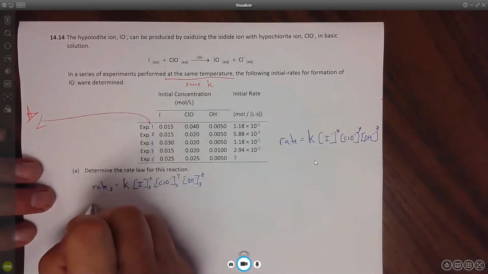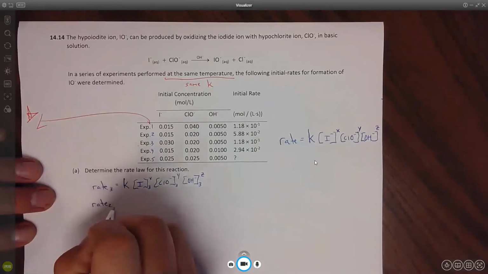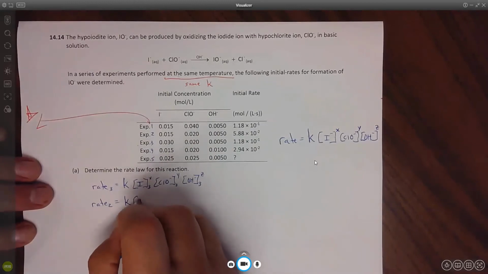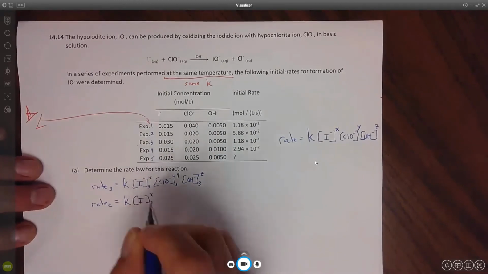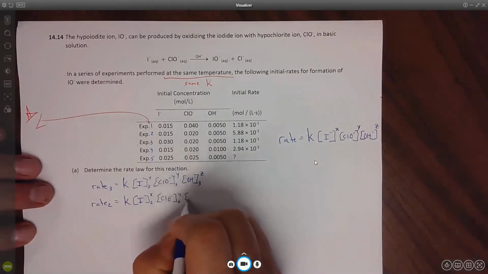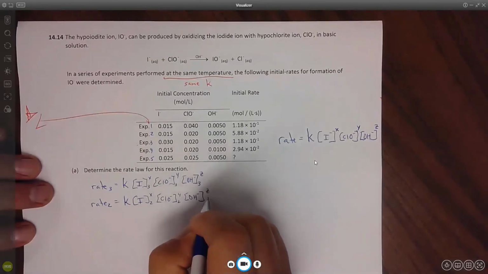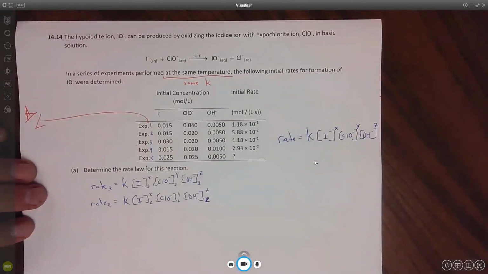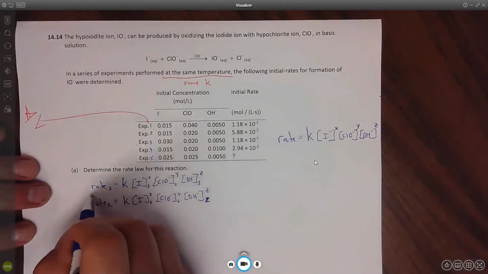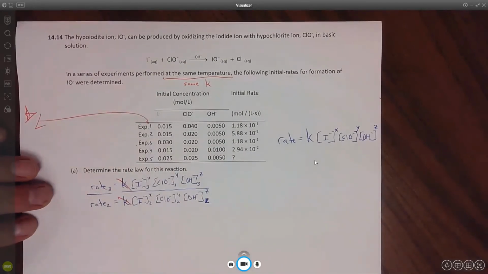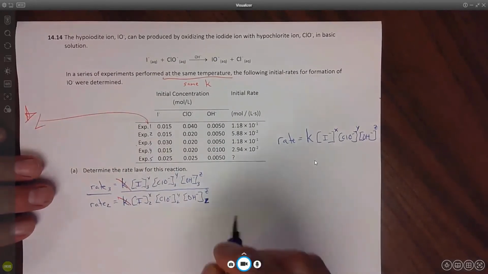And I could do the same thing for experiment 2. So the rate of experiment 2 is equal to k. Again, the k's are the same since it's at the same temperature, but the concentrations have changed. Now the powers aren't going to change, so they'll still remain as x, y, and z. Whoops, it's experiment 2. And what I'm going to do is just divide these two. Now, since the k's are the same, the k's disappear.